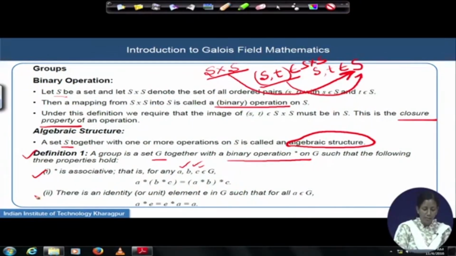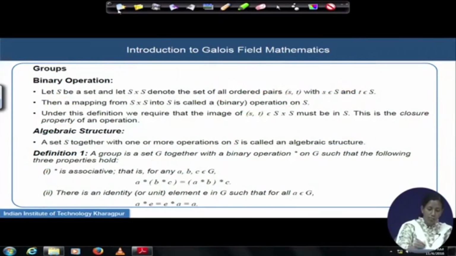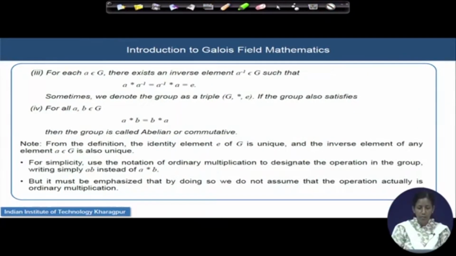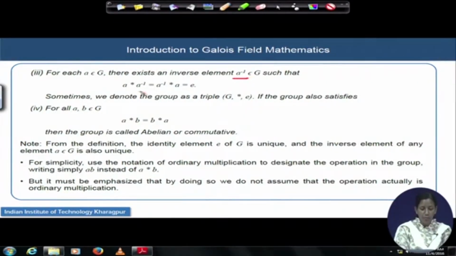Property 2: there should be an identity or unit element called E in G in such a way that for each and every element A which belongs to G, if I apply the binary operator between A and this element E, A star E, which is equal to E star A also, it will revert back the element A. If it holds good, then we can declare E is the identity element of the group G. And the third property says that for each and every A that belongs to G, there should be another inverse element present in that group G, in such a way that the operator operating jointly on A and A inverse will give you back the identity element E.